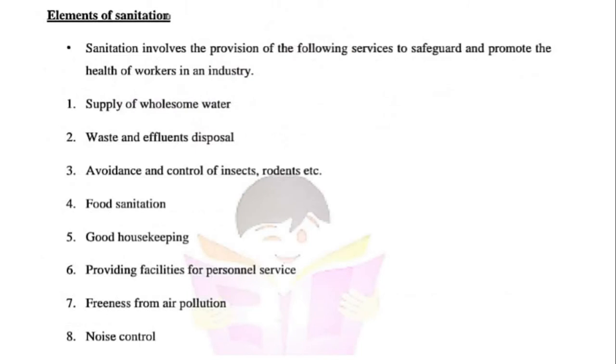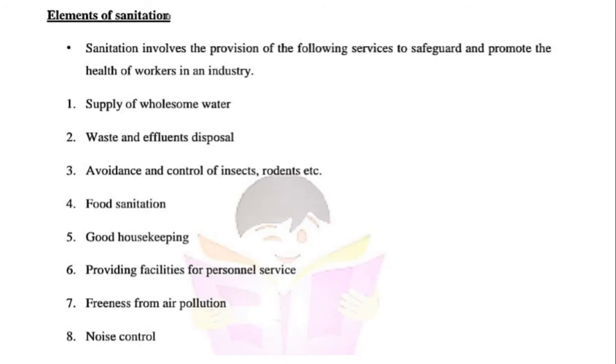After that, let us move to the elements of sanitation. There are various elements in sanitation, which involve the provision of the following services to safeguard and promote the health of workers in an industry. Here, the first one is supply of wholesome water. A good supply of wholesome drinking water is one of the basic requirements in all industrial establishments or organizations.